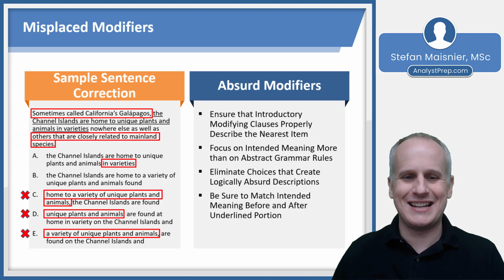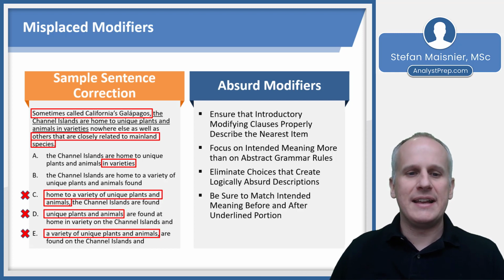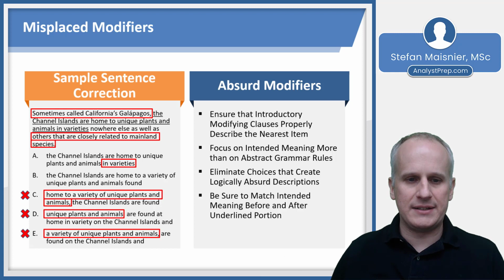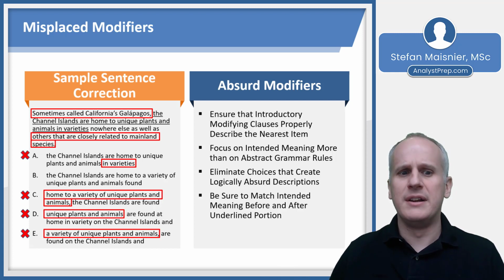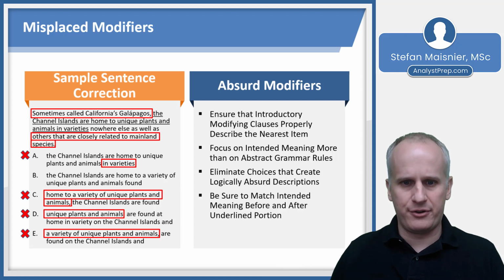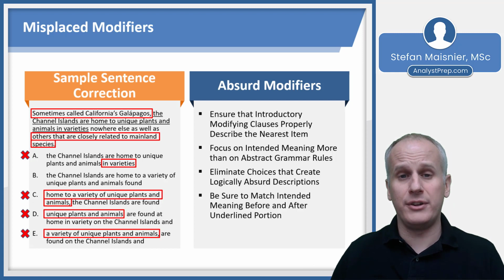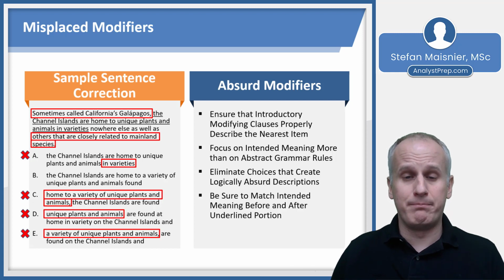So we can see in the sentence as written in choice A that it's animals in varieties, nowhere else, as well as others, and that others has to match varieties. And a variety can't be closely related to mainland species. So that too is an absurd descriptor, even though it came after the underlined portion. And that can be one of the ways that the exam gets a little bit more difficult is they'll require you to consider both before the underline and after it.